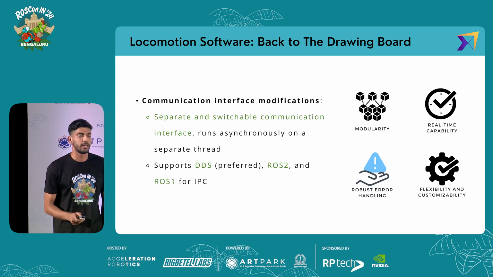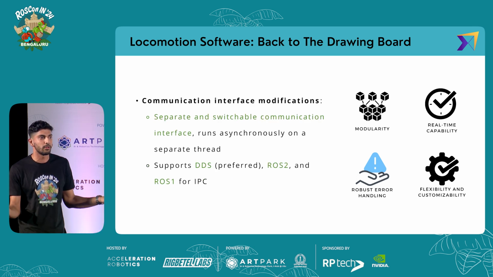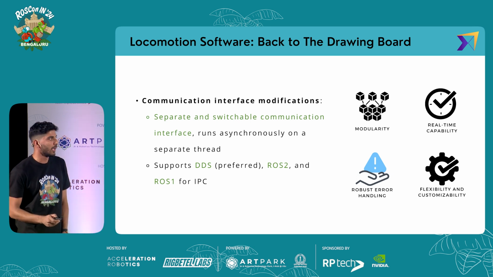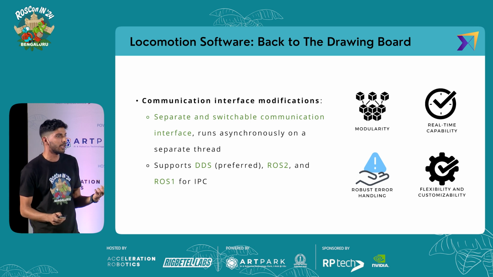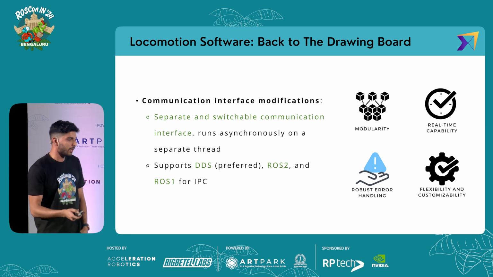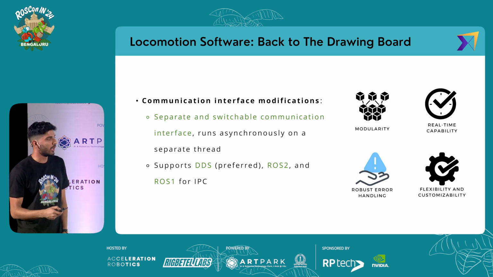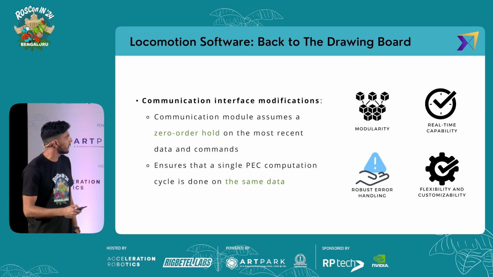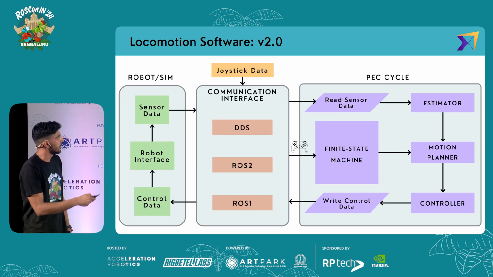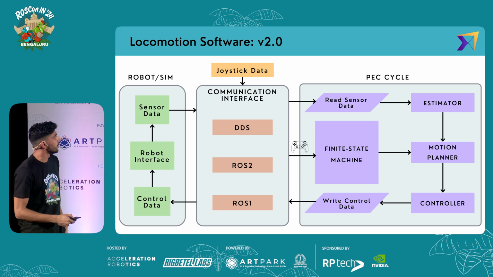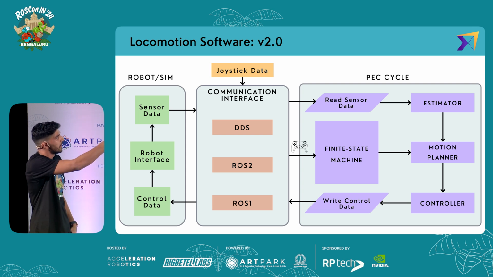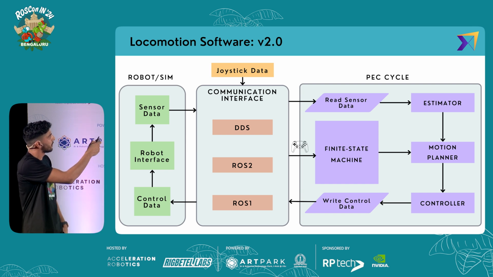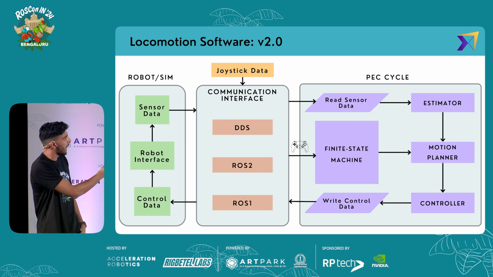With the communication interface, rather than keeping the communication spread around the entire code base, we put the communication code in a separate module, and that becomes a separate and switchable communication interface. We structured our code to have support for ROS1, ROS2, and DDS. My next point is the overview of the locomotion software. We have the PEC cycle, which has the sequential computation of the estimator, the planner, and the controller. The sensor data is read from the communication interface, and the control data is fed back to the communication interface.